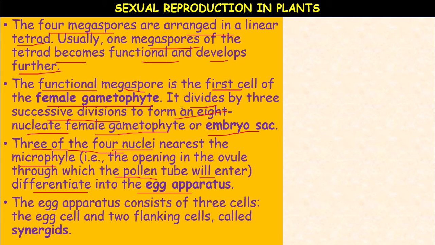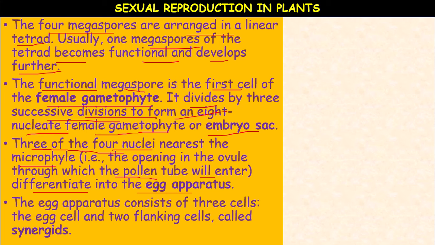Before that, what happened? This functional megaspore divides by 3 successive divisions. So, how do those 3 successive divisions take place? First 2, then 4 and finally 8 daughter nuclei are formed by 3 successive divisions, 4 of which are located at each pole. One nucleus from each pole migrates to the center to form 2 polar nuclei.